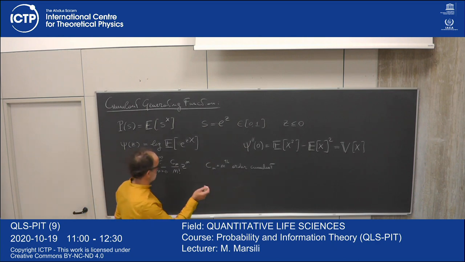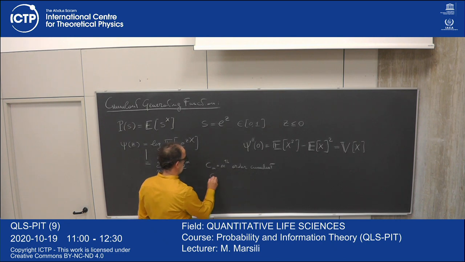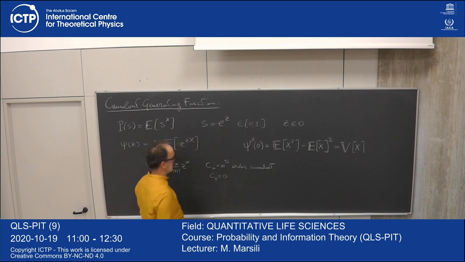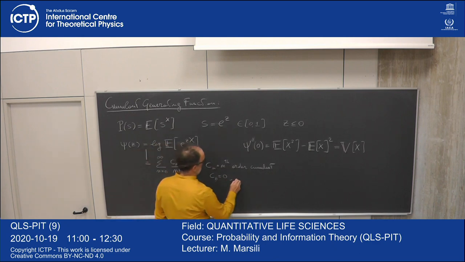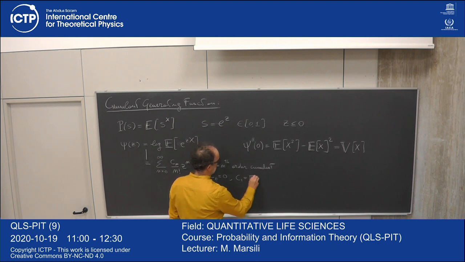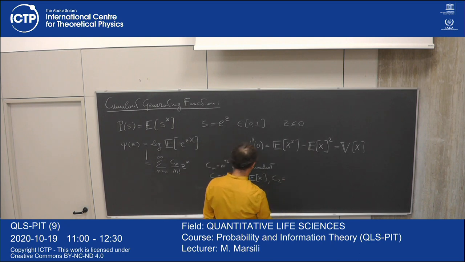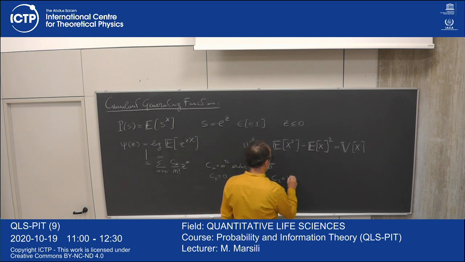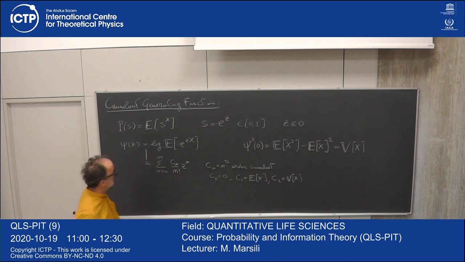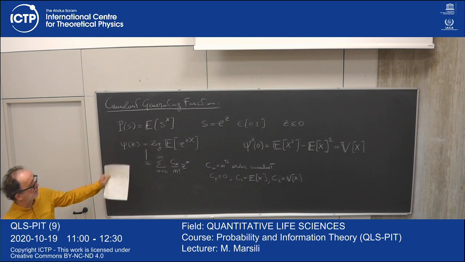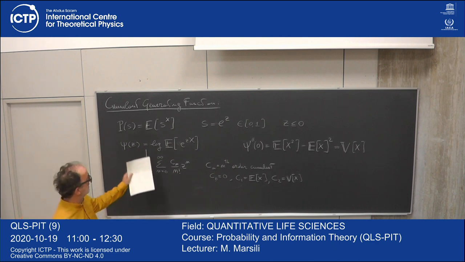And of course, from what I told you up to now, the zeroth order cumulant is just going to be equal to zero. The first order cumulant is just the expected value of x, and the second order cumulant is just the variance of x. And you can compute the other cumulants by just expanding this expression here.